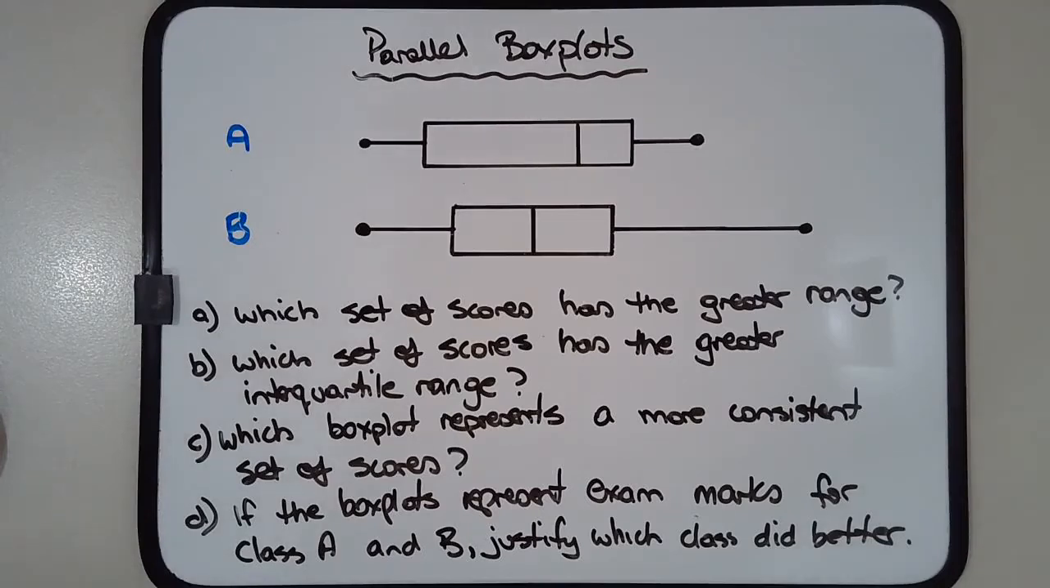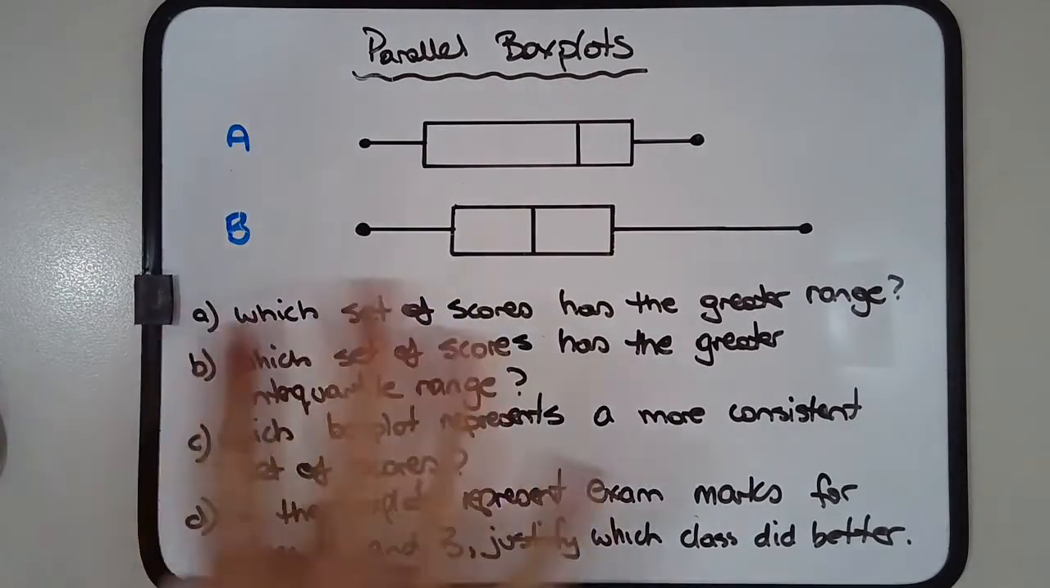Might just have a quick conversation around parallel box plots and the use of box plots to compare groups of scores, or two or more groups, in fact. We're just going to have a conversation around the comparison of two groups, group A, group B. So what you see in front of you are two box and whisker plots, one for group A, one for group B.